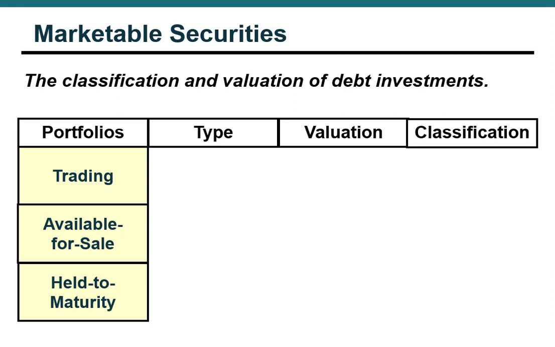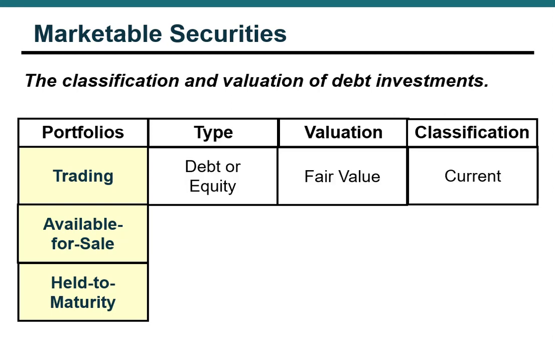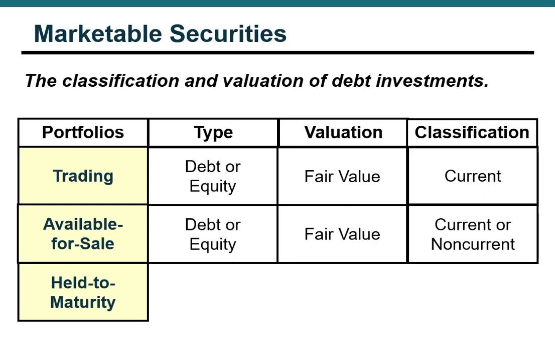Let's go ahead and take a look at trading. Now, trading securities can be either debt or equity. We're going to be focusing on debt securities. But in any event, both debt and equity securities that we bought with the intention of trading will be valued at their fair value and they're classified as current assets. Available for sale securities can also be debt or equity, and again, we value them using fair values, and they can be classified as either current or non-current.